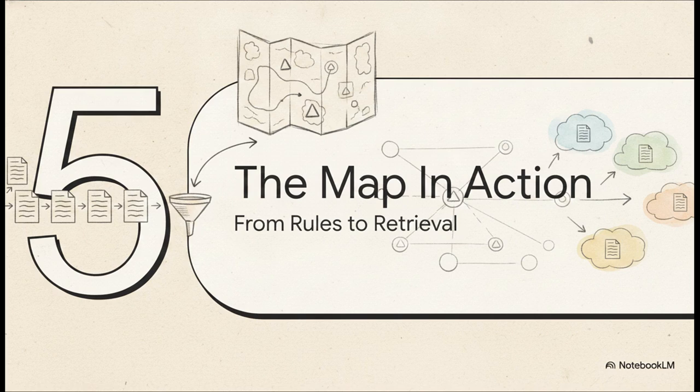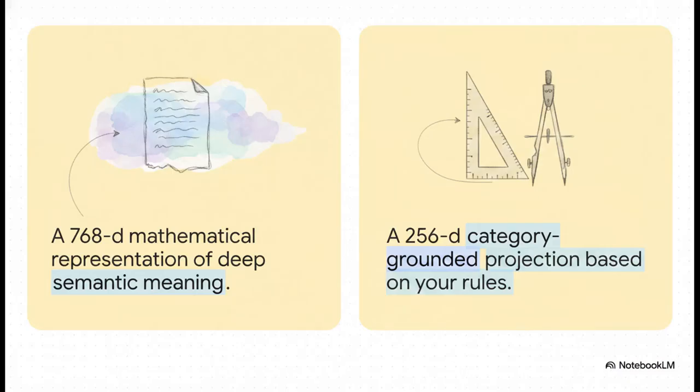Section 5. The map in action, from rules to retrieval. So, what actually happens mechanically when we feed documents into a system governed by these strict new rules? Well, the magic happens during ingestion. Every chunk of text gets assigned dual vectors. On the left, you've got the semantic vector. This is your standard 768-dimensional mathematical representation of deep meaning. It knows what the text is about.